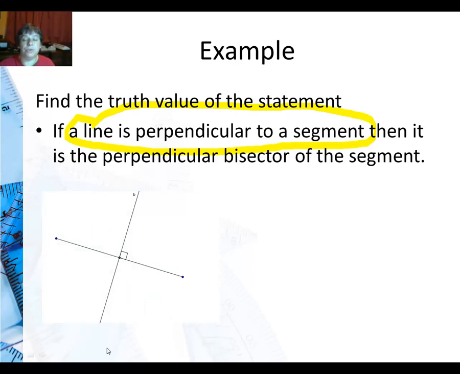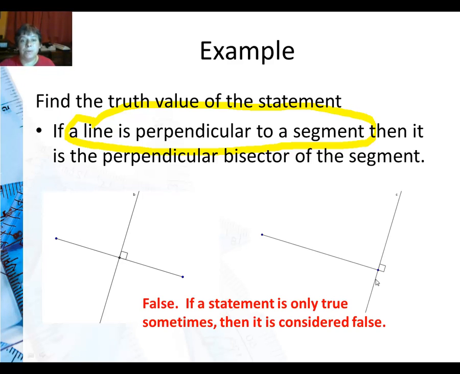Well, there's a picture with a line perpendicular to a segment. And it does happen to be the perpendicular bisector. But is that the only way I could have the line perpendicular? No, I could have it perpendicular on the edge of the segment. And in that case, it is not the perpendicular bisector, so it is false. If a statement is only true sometimes, then it is false. It has to be true all of the time to be true.